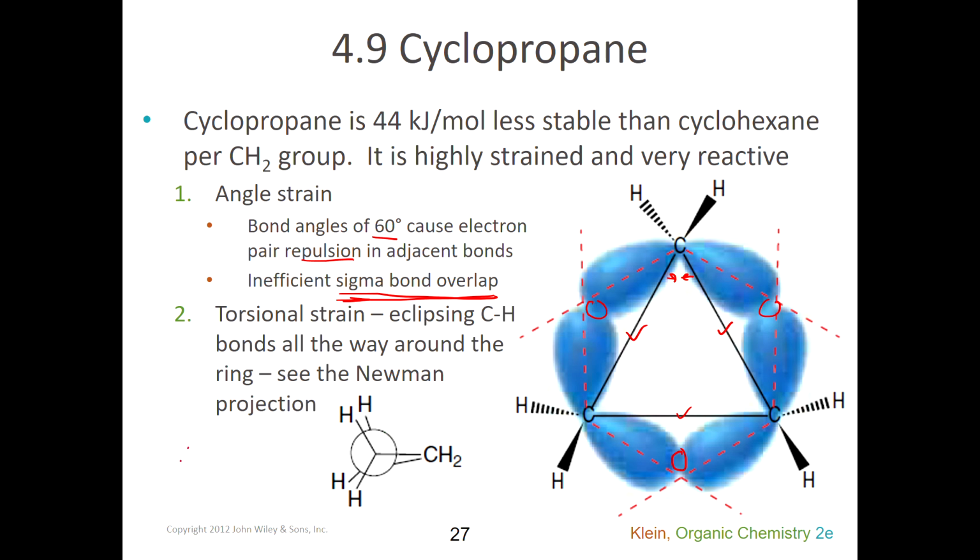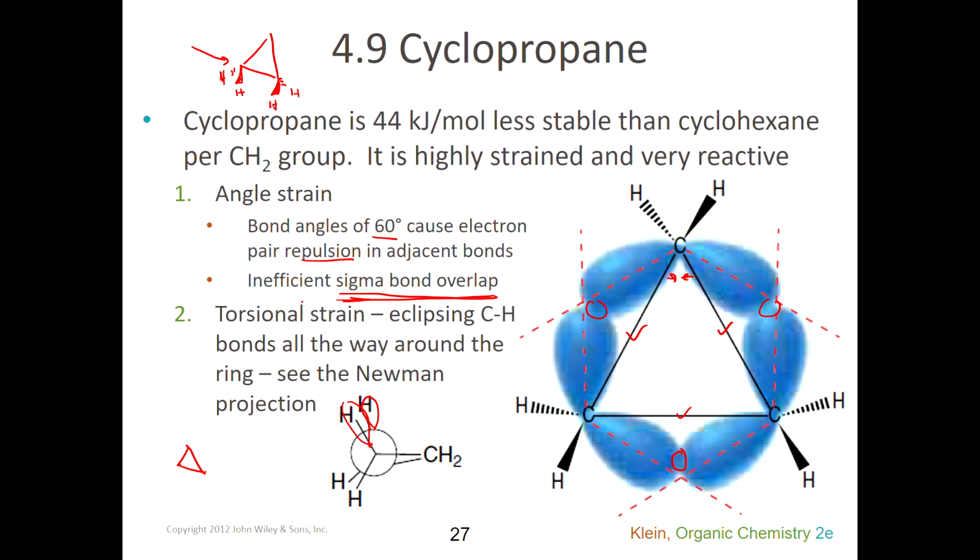Right, so if we have a 3-membered ring and we try to draw a Newman projection of that, down here, what I see are these hydrogens on this carbon and hydrogens on this carbon are eclipsing. They're lined up, and that's what we see here. This hydrogen on one carbon and the hydrogen on the neighboring carbon are eclipsing. That happens all the way around the ring. That also makes it unstable.